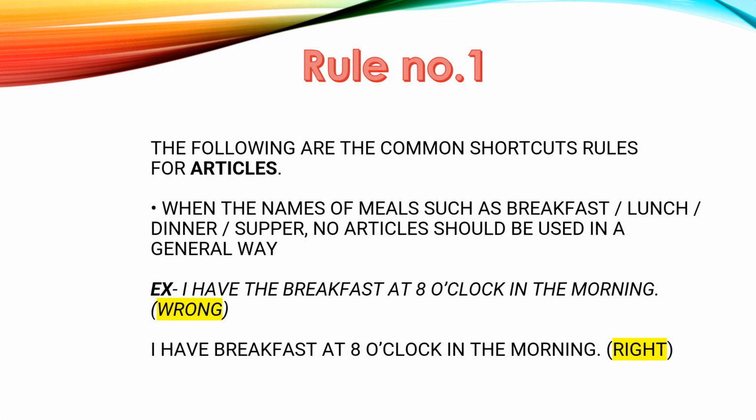Rule number one. The following are the common shortcut rules for articles. तो अब हम जिस रूल के बारे में बात करने वाले हैं वो है बेसिकली आर्टिकल से रिलेटेड, और उसमें जनरली क्या मिस्टेक्स करते हैं कैंडिडेट्स उससे रिलेटेड. So when the names of meals such as breakfast, lunch, dinner, supper are used, then no articles should be used in a general way.